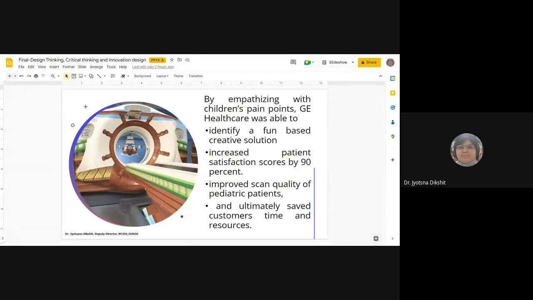So the kids were busy in that while their MRI used to take place. And now they put glasses with the favorite movies of the kids, and while they are watching, their MRI is being done. And this was a very successful story. We do have a YouTube link which we will give you later on, and you can watch.